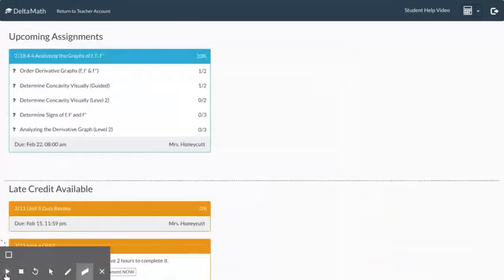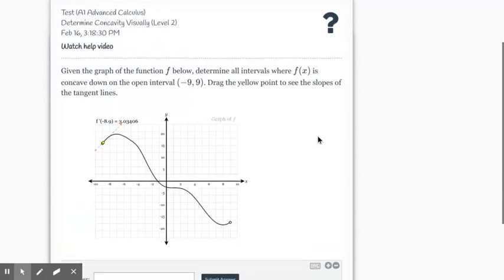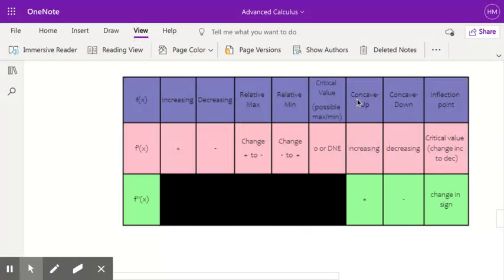Awesome. In the third section, we are looking at concavity visually. So this time, I have the tangent lines being sketched for F prime instead of the actual graph of F prime. So what am I doing now? Given the graph of F below, determine all the intervals where F is concave down. When F is concave down, the derivative will be decreasing. So I'm just going with this pink line because that's the information I have. I don't have any information about F double prime. I only have information about F prime.